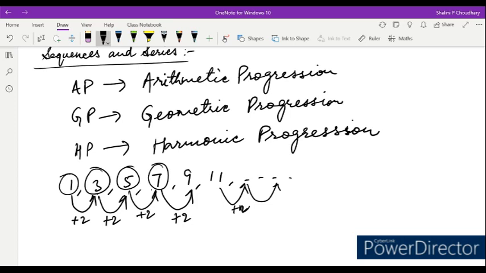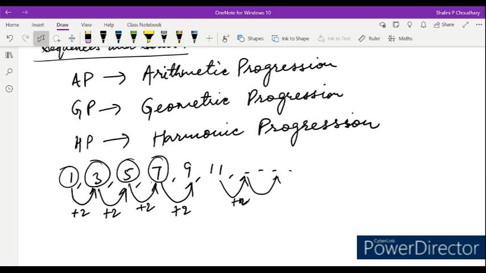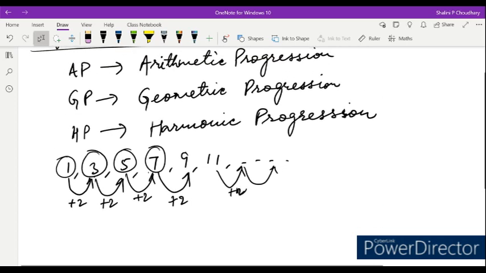Okay, so a sequence can contain a finite number of terms. Those sequences which contain a finite number of terms are called finite sequences, and those which contain an infinite number of terms are called infinite sequences. Now, we will talk about geometric progression later. First of all, we will talk about this one, arithmetic progression.